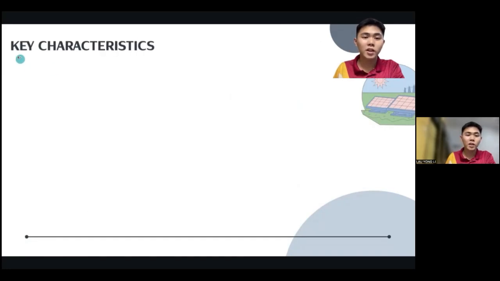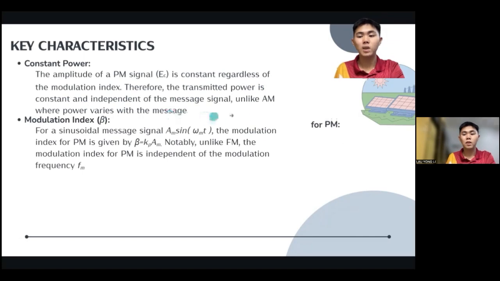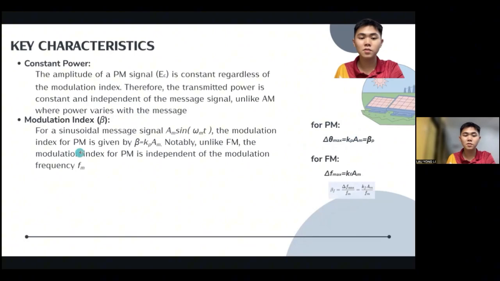Now I would like to talk about the key characteristic, constant power. The power is constant and independent of the message signal, unlike amplitude modulation where power varies with the message signal. For the modulation index, we know that the modulation index is equal to the phase deviation, which equals Kp multiplied by Am. And it can be proved that the modulation index for PM is independent of the modulation frequency.